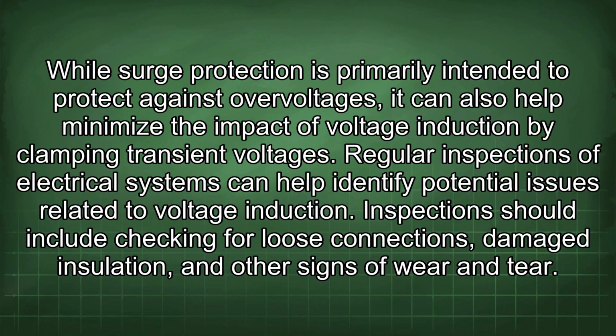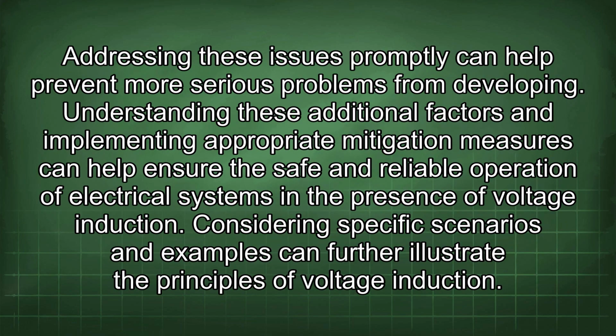Inspection should include checking for loose connections, damaged insulation, and other signs of wear and tear. Addressing these issues promptly can help prevent more serious problems from developing. Understanding these additional factors and implementing appropriate mitigation measures can help ensure the safe and reliable operation of electrical systems in the presence of voltage induction.